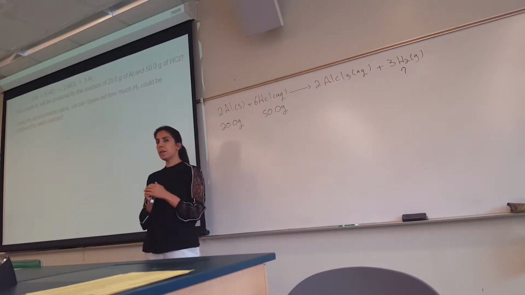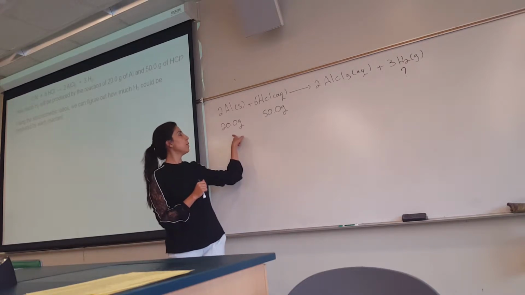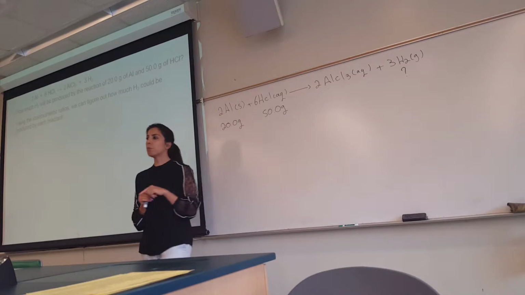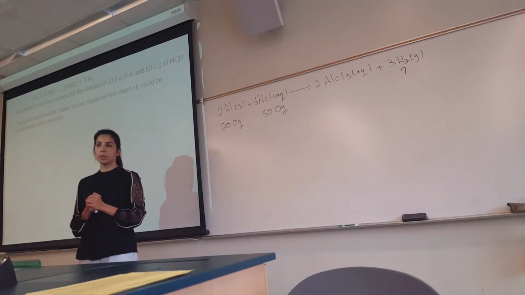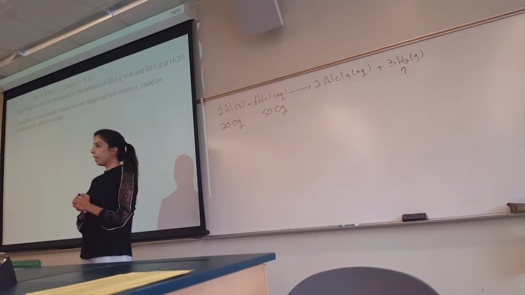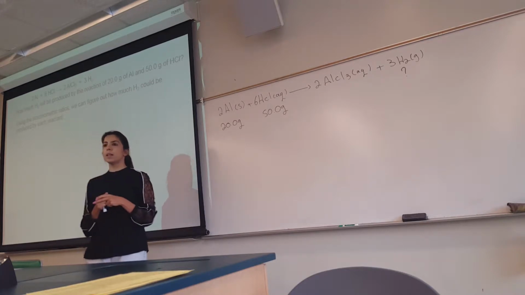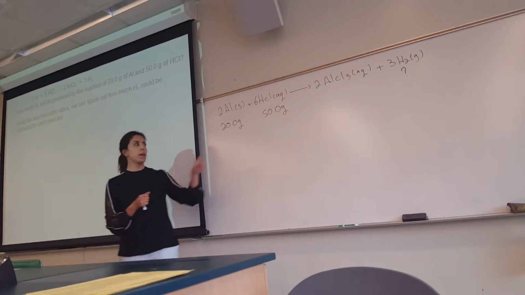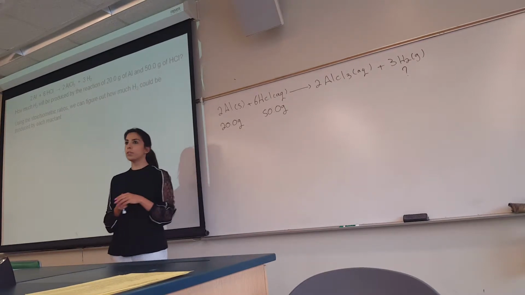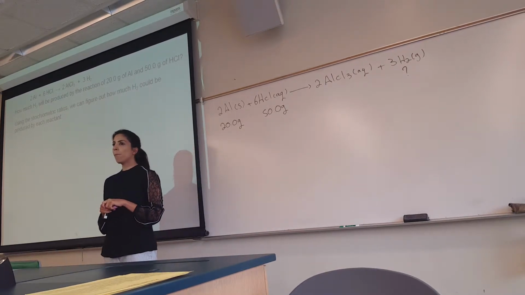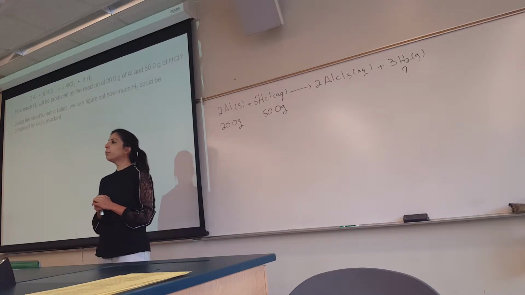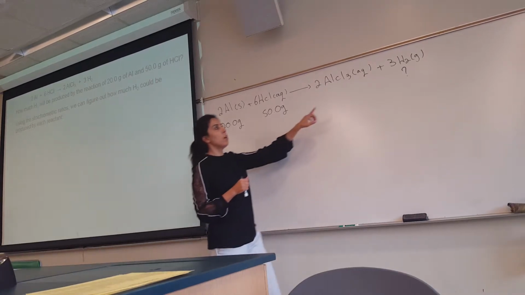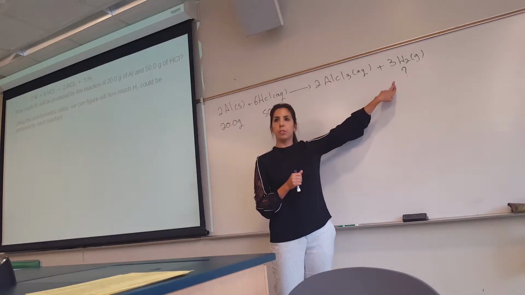So my first step now is to find out if these two, 20 grams of aluminum and 50 grams of hydrochloric acid, are in a stoichiometric ratio or not. There are at least two ways that I want to show you to find out if these two are in a stoichiometric ratio or not. Method one would be looking at the amount of product that would be produced.